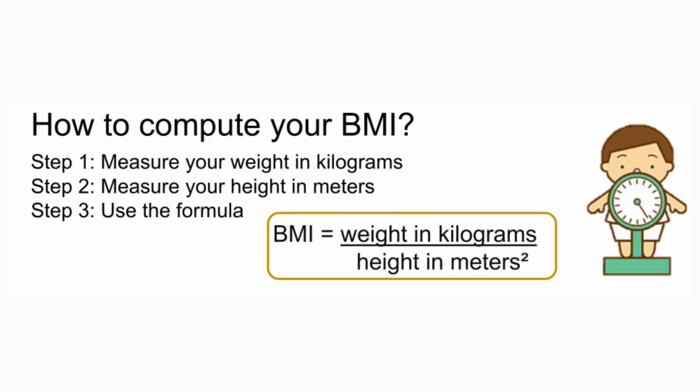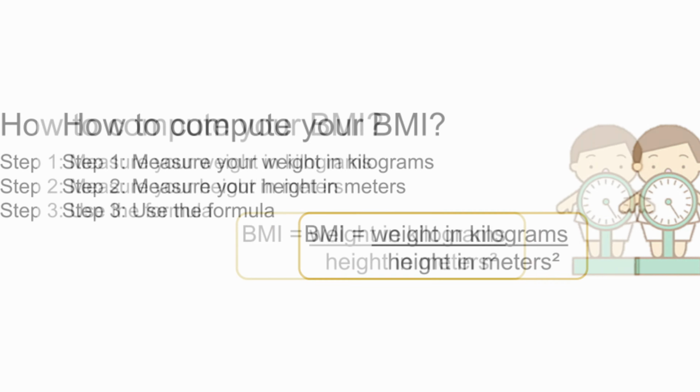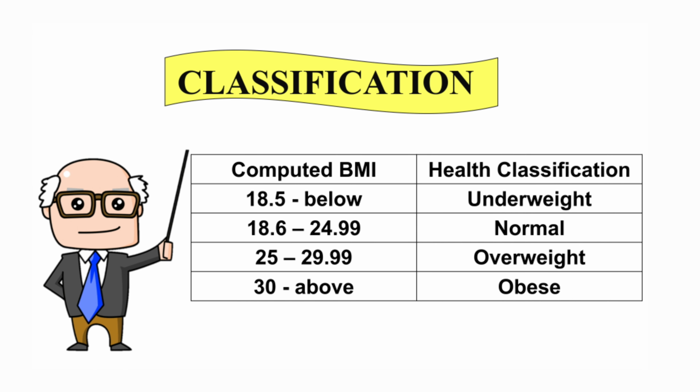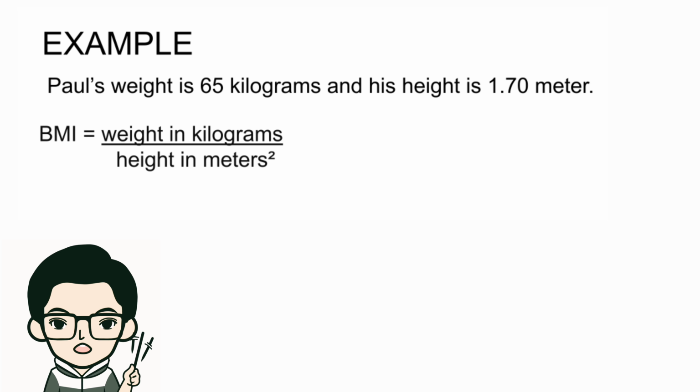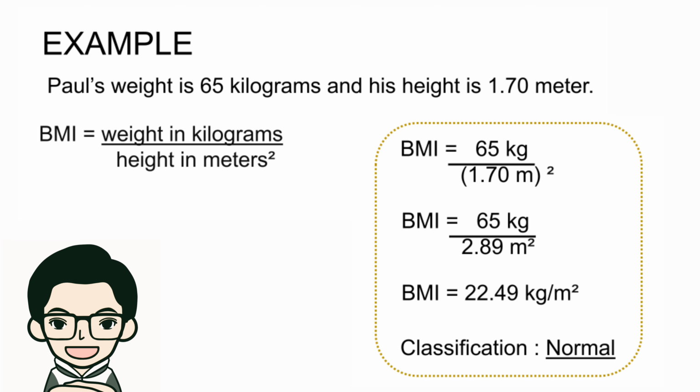There are 3 steps. 1. Measure your weight in kilograms. 2. Measure your height in meters. 3. Use the formula: BMI equals weight in kilograms divided by height in meters squared. Here is your health classification after computing your BMI. Let's have an example. Paul's weight is 65 kilograms and his height is 1.70 meters. Using the formula, we can say that Paul is in the normal classification.